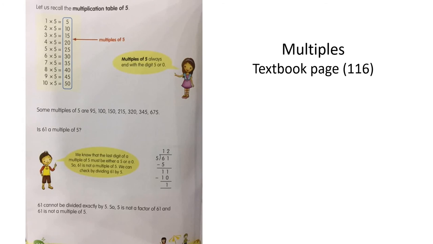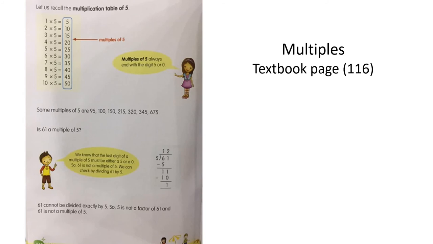Because sometimes I have big numbers, like 350. 350, is it a multiple of 5? Oops, how can I know? It's not from the times table. Okay, just look at the ones place. If the ones place ends with 5 or 0, it will be a multiple of 5. You can divide it by 5, okay?